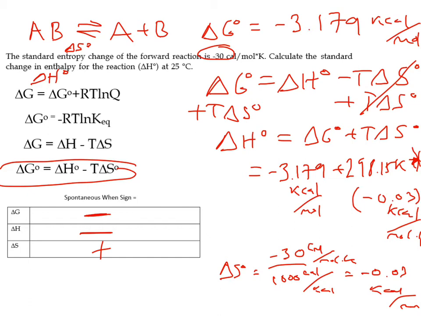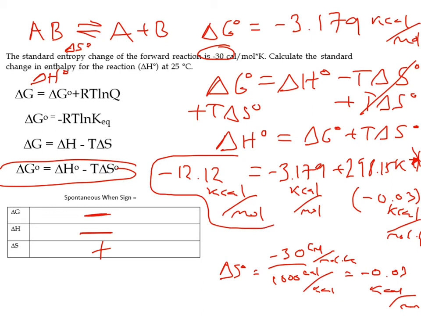So I'm going to add those. 298.15 times negative 0.03 and add that to our 3.179. I get a delta H of negative 12.12 kcals per mole. Okay. That's our delta H. So what I took was our delta G from up here, and our T, given in the question, and our delta S that had to be unit converted, right? We had to take our calories and make it kcals.